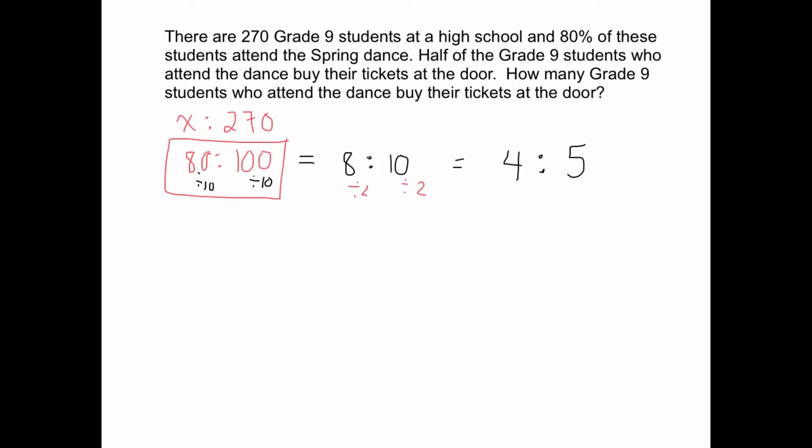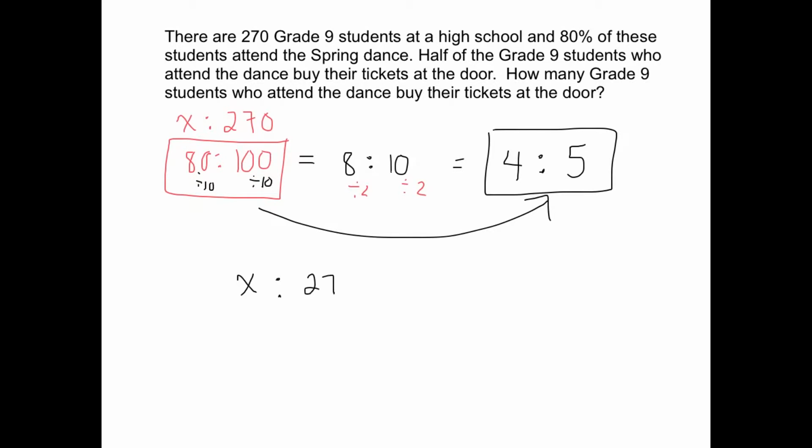Do you think 4 and 5 can be reduced even further? Do they have a common factor? No, 4 is an even number, and 5 is only divisible by 1 and itself. So we've put 80 to 100 into the lowest terms possible. So now what? Let's set up our proportional statement. x to 270 is equal to 4 to 5.